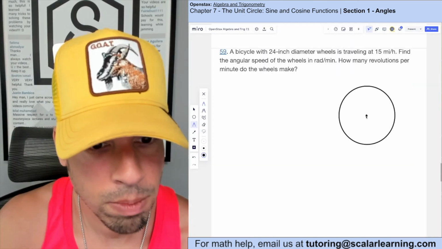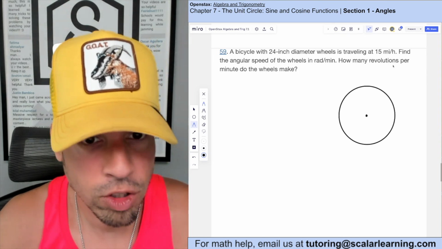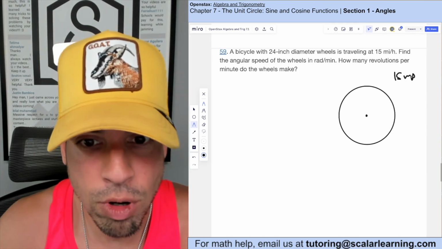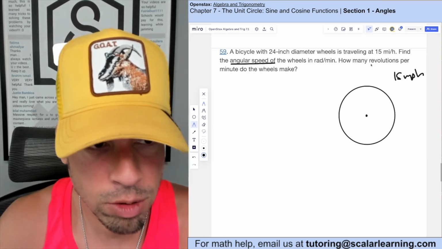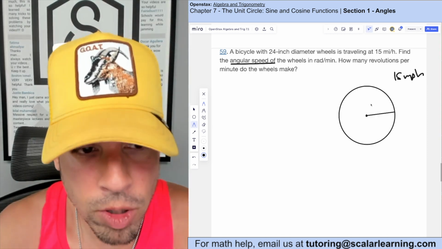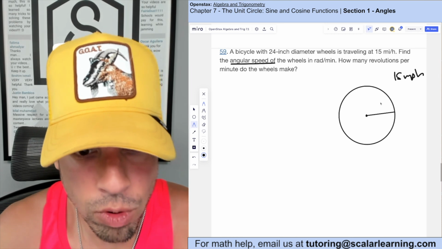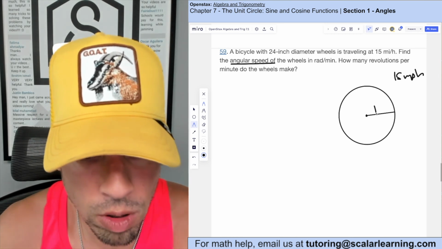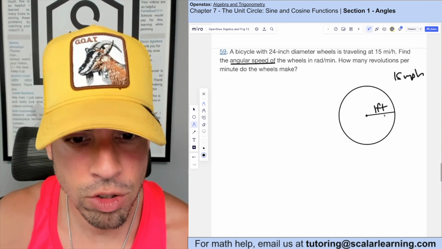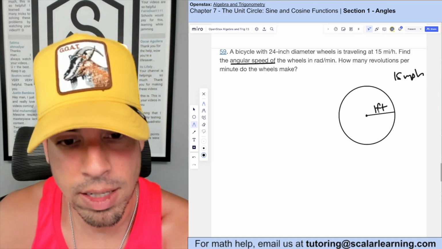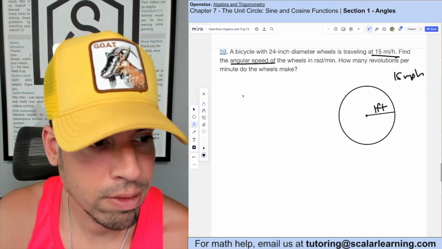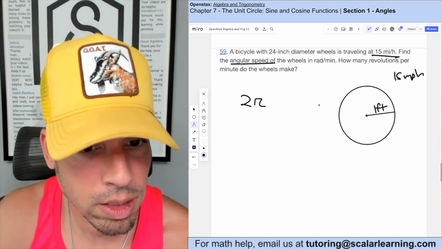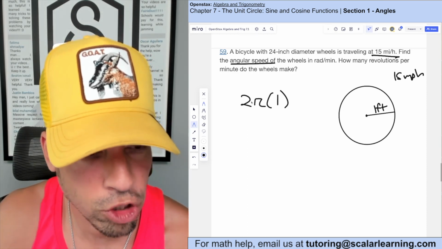Done. So this says a bike with a 24-inch diameter is traveling at 15 miles per hour. Find the angular speed of the wheels in radians per minute. So if it's 24-inch diameter, it means it's 12 inches for the radius, which is the same as 1 foot. So we're going to start by figuring out the circumference of this guy. And again, we've got it in feet. This is in miles. So we'll calculate that in feet, and that's going to be 2 times pi times the radius, which is 1. So it's just going to be 2 pi.